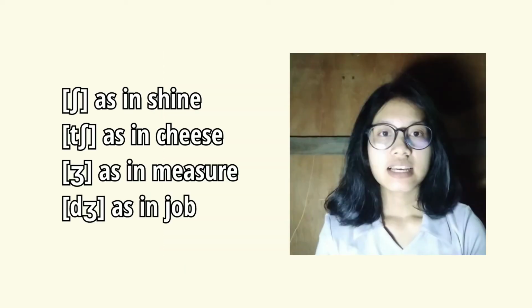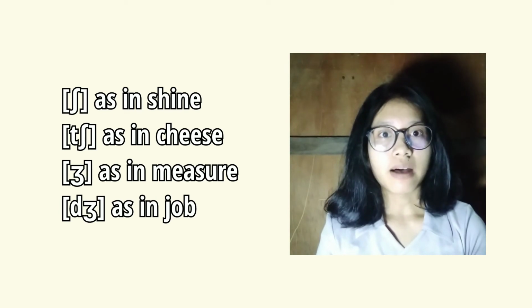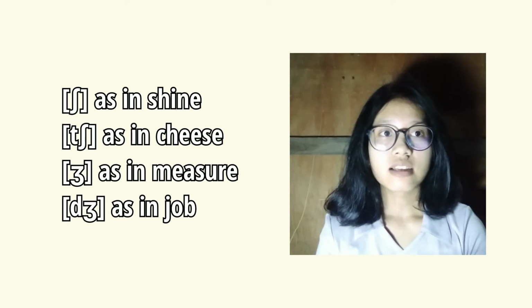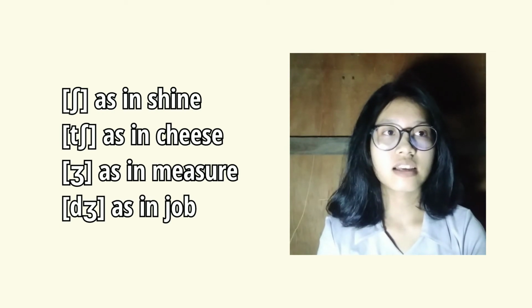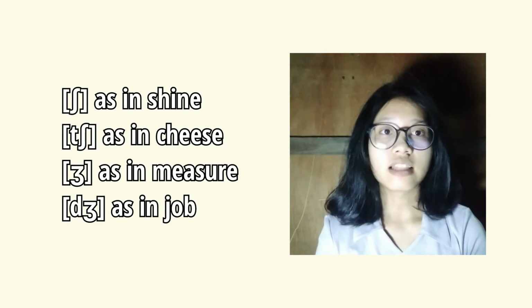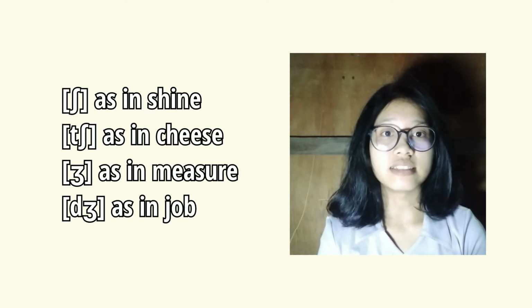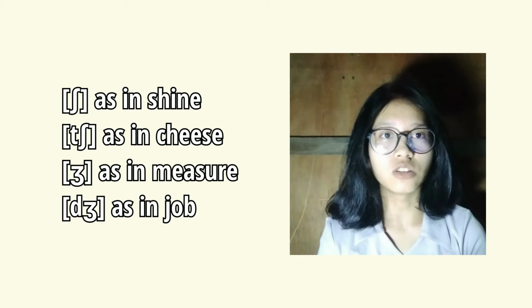Six, palatoalveolar. Palatoalveolar sounds are made with the tongue tip touching the alveolar ridge and with a simultaneous raising of the blade of the tongue towards the hard palate. Examples of palatoalveolar are sh as in sign, ch as in cheese, zh as in measure, and j as in job.